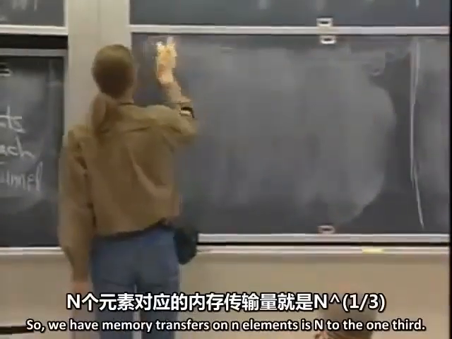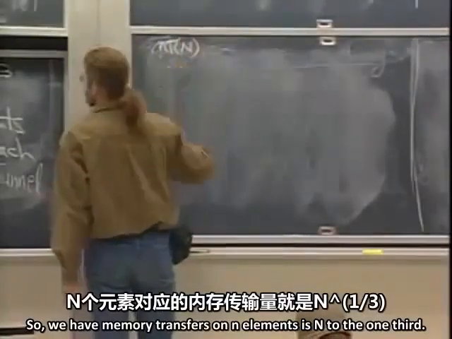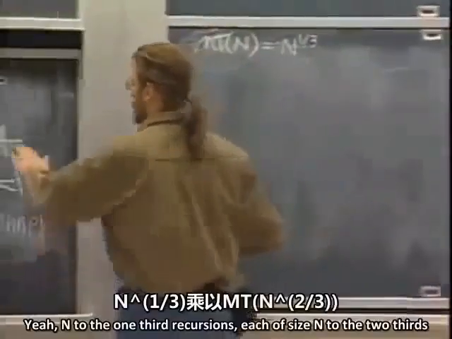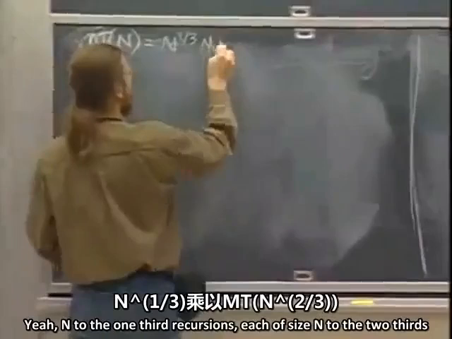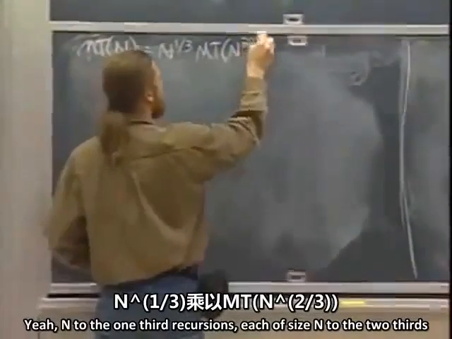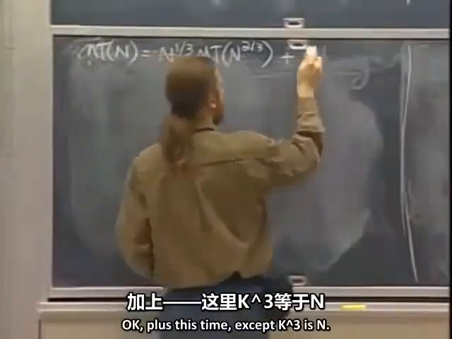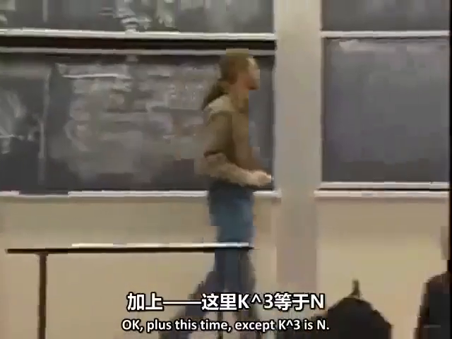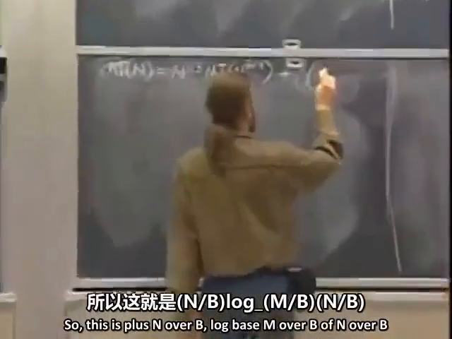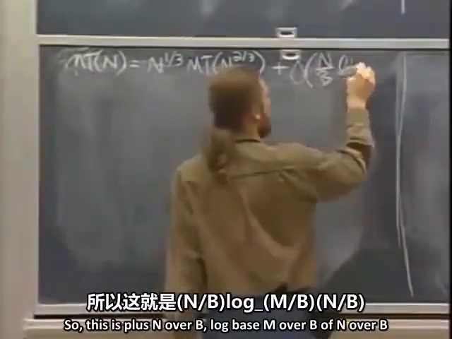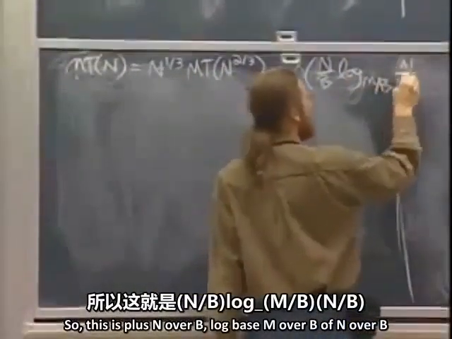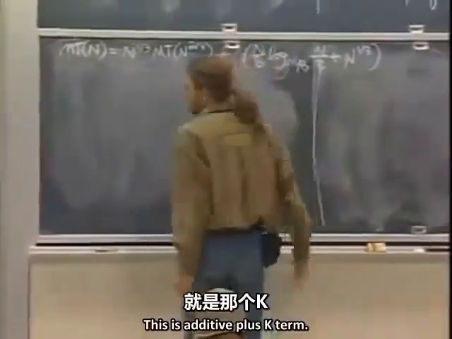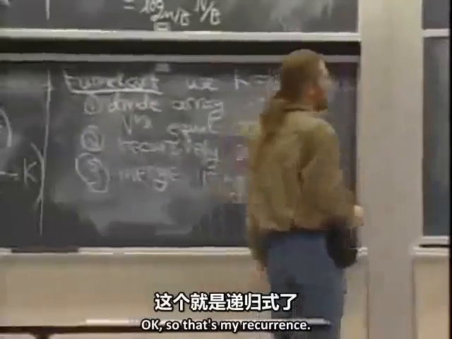So we have memory transfers on n elements is n to the 1/3, 1/3? Get this right, yeah, n to the 1/3 recursions, each of size n to the 2/3, plus, this time, k cubed is n. So this is plus n over b log base m over b of n over b, plus cube root of n. This is the additive plus k term. Okay, so that's my recurrence.